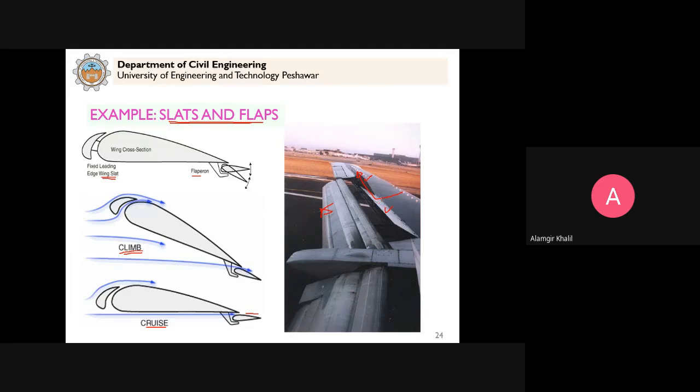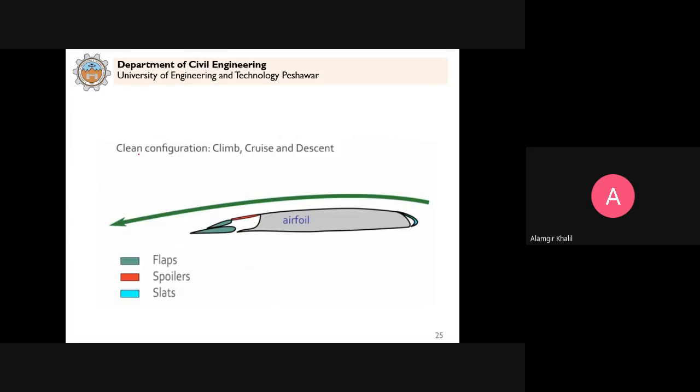Or you can say that it will try to minimize the lift force. So this is how you might have observed, when the aeroplane is in the landing operation, you might have seen this situation. Clear? So clean configuration, in this case we have the flaps, the spoilers, and the slats here. This is the spoiler and this is the slats.